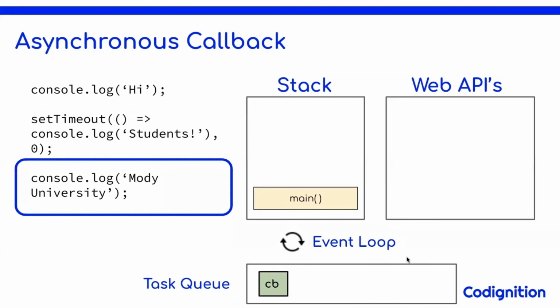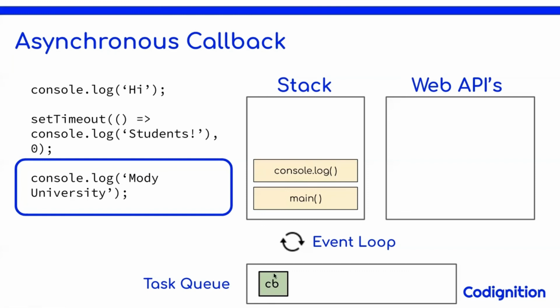It will check if the stack is empty. Is the stack empty? Yes sir. No, there is a main method. It's not empty. You can see a box is here. Main method is here, right? It's not empty. So it can't pick the callback from the task queue and throw it to the stack. Always remember, JavaScript is all about one thing at a time on the stack, right? So the main function is still in execution. So next, what will happen?